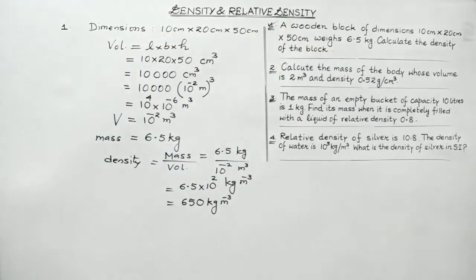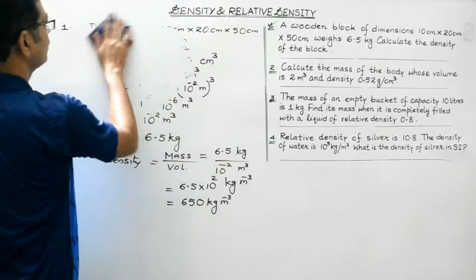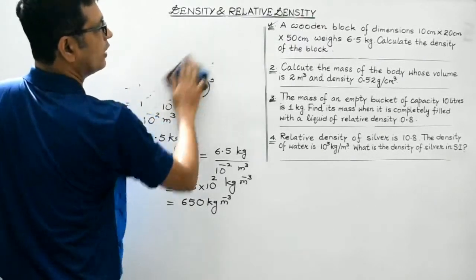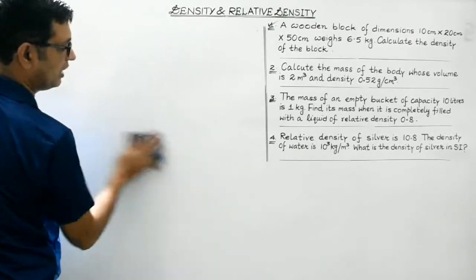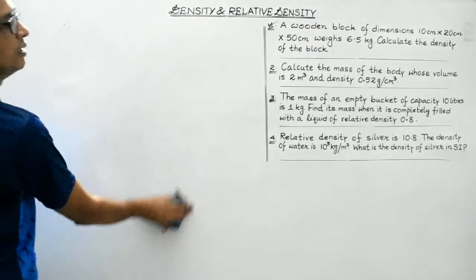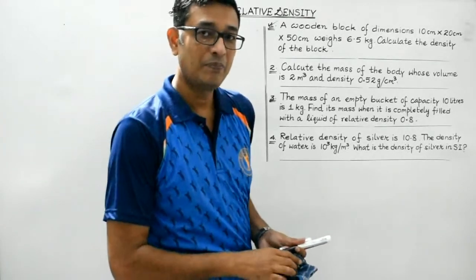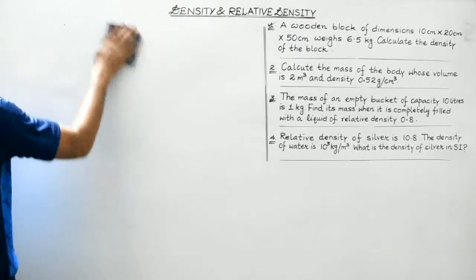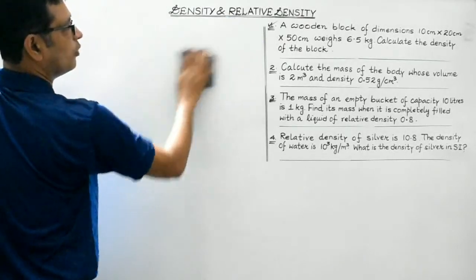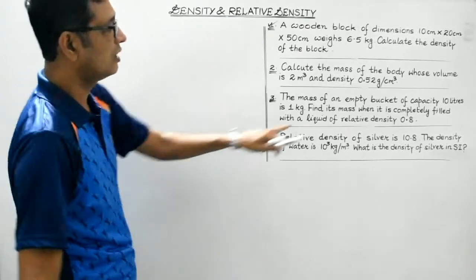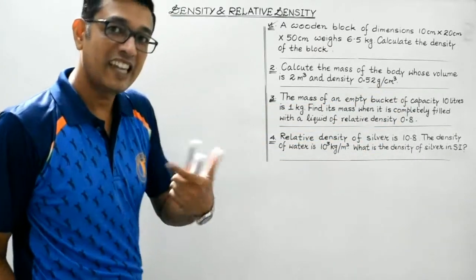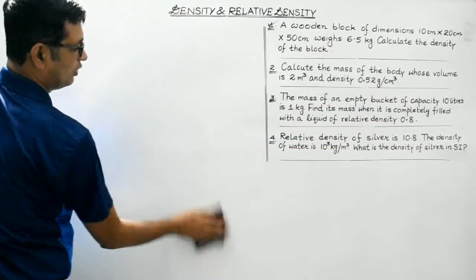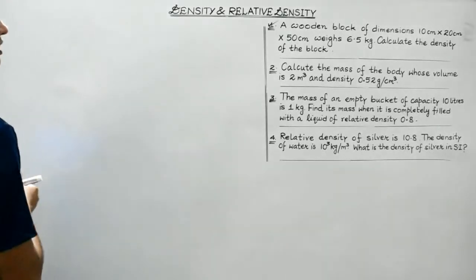Let's discuss question number 2 then. Question number 2 is, students, we are supposed to calculate the mass of the body whose volume is 2 meter cube and density is given to be 0.52 gram per centimeter cube. So again we will make use of the same basic formula, but we need to convert this density, which is given in gram per centimeter cube, into kg per meter cube. So let's proceed with the second question.